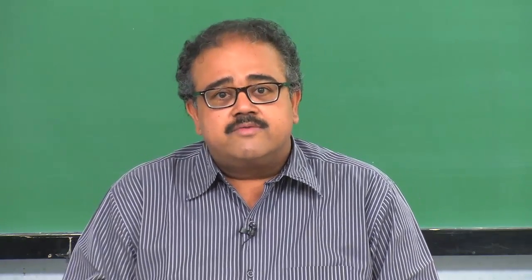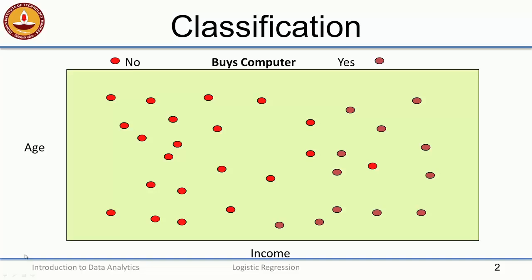Hello and welcome to this module on logistic regression. So, we looked at the problem of classification earlier, and here is an example from one of the earlier modules. The users marked in brown here are those who bought a computer, and those marked in red are people who did not buy a computer.